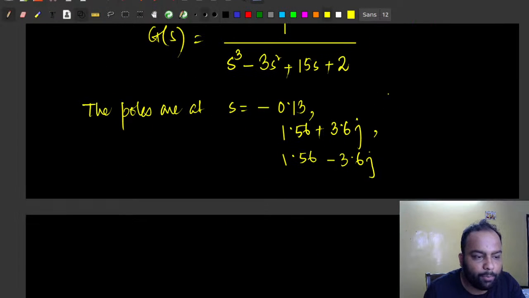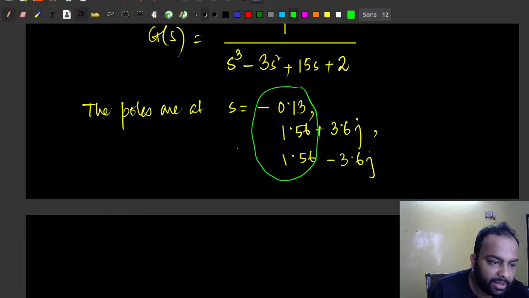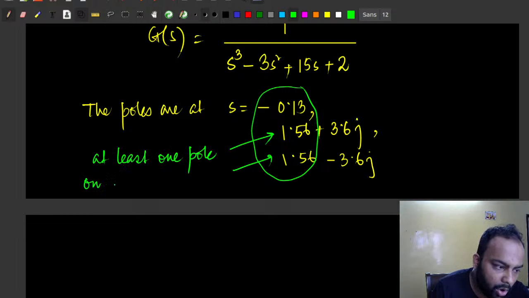Right? So these are the pole locations. So I have at least one pole that's on the right half plane. I'm answering your question shortly. So we have at least one pole on the right half plane.